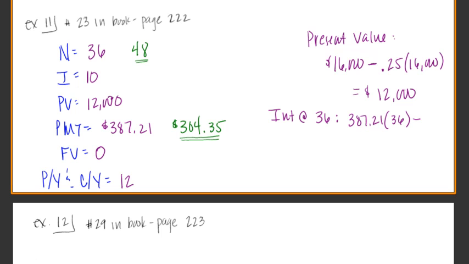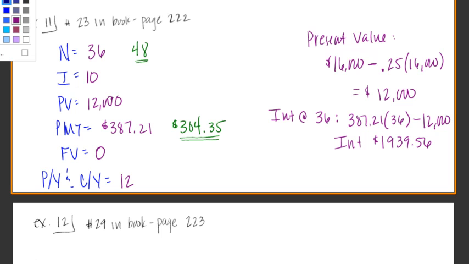And then if we subtract off the loan amount, which is $12,000, we're going to get an interest of $1,939.56 for that one. Okay, so now if we go over and look at this time, we want to extend it one more year. We don't want to pay the car off in just 3 years. We want to pay it off in 4 years. So what does this do to our interest?